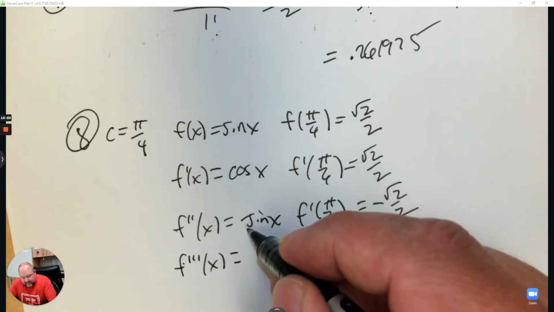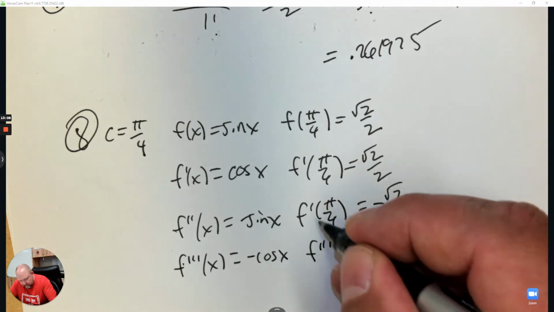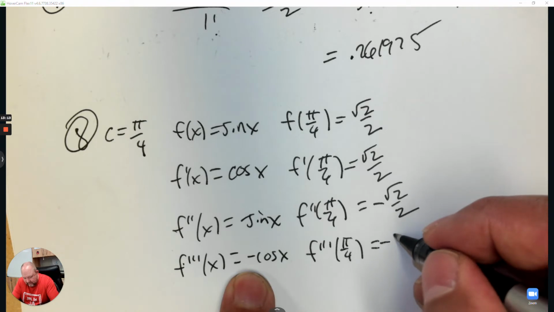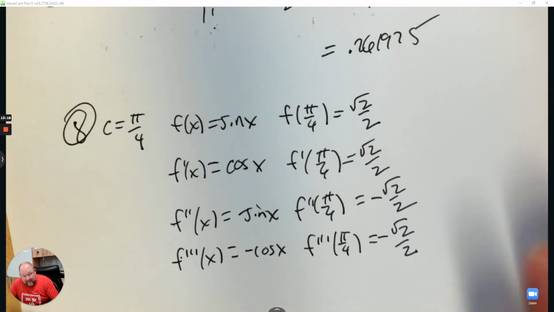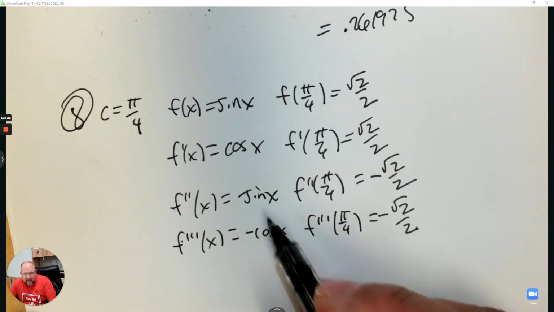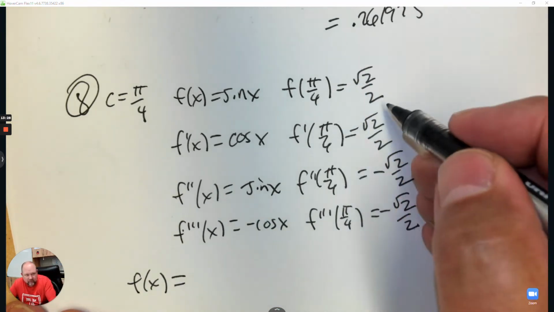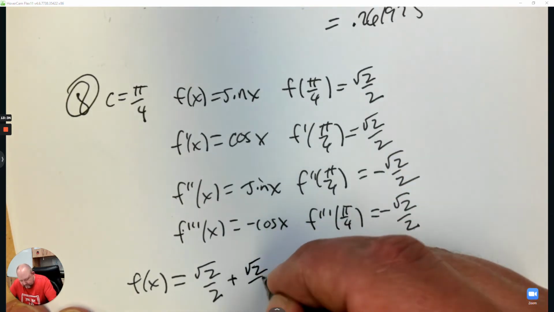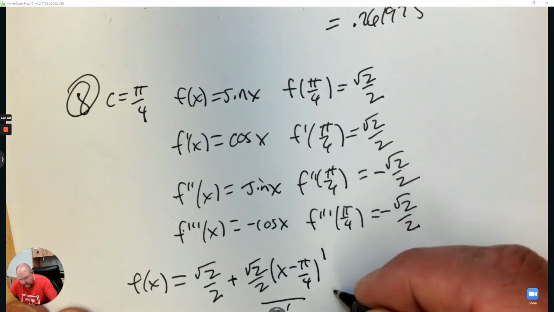The derivative of negative sine x is negative cosine x. So it's root 2 over 2, but it's negative root 2 over 2. And then it just starts all over again. So the derivative of negative cosine would be negative negative sine, which is positive sine, and so on. So what's the pattern here? So we start with root 2 over 2 plus root 2 over 2 x minus pi over 4 to the 1 over 1 factorial.